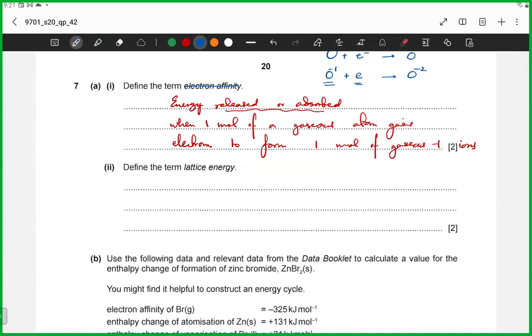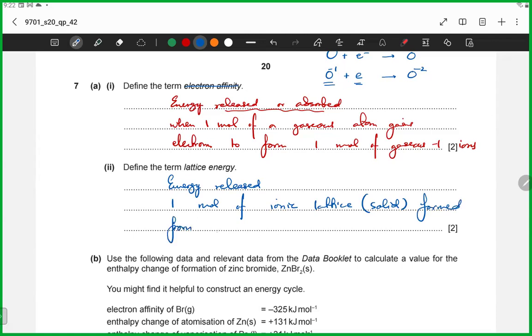So what is lattice energy? It's again the energy that's released. Remember, it's when 1 mole of ionic solid is formed from its constituent gaseous ions. So 1 mole of ionic lattice is formed. Solid ionic lattice. And formed from what? Formed from its constituent gaseous ions.